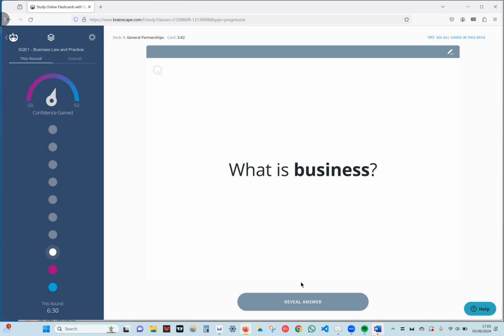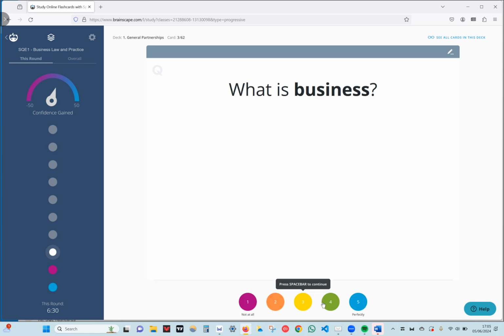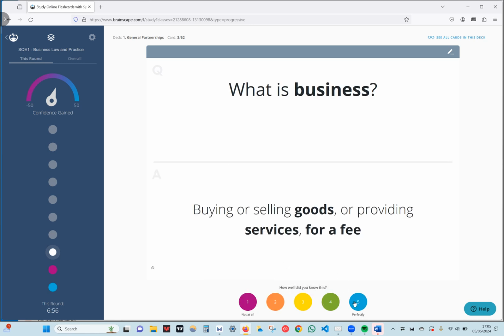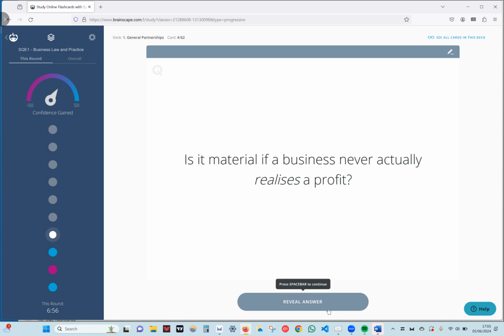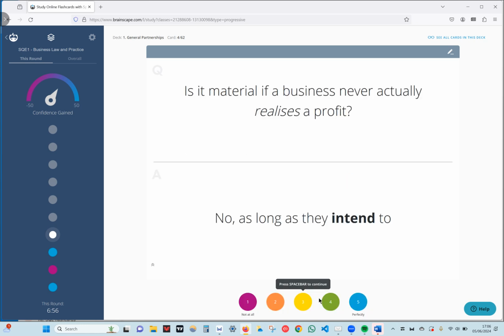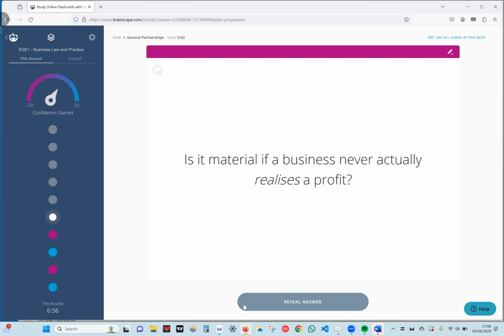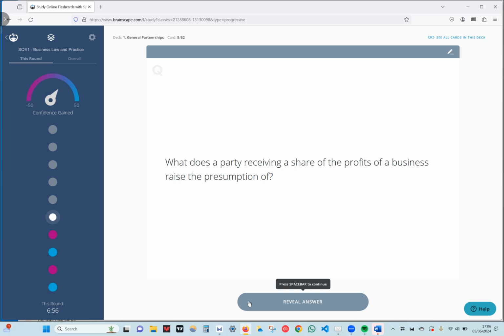So what is a business? It's buying or selling goods or services for a fee. I knew it. So you're just continuously training the algorithm to show you what you need to see. Is it material if a business actually realizes a profit? As we discussed, it isn't, as long as they intend to. But let's say I didn't know that. I didn't know that. That's interesting. This is how you need to treat the content. You're engaging with the content. You're being free of pre-existing notions about the content, and you're just engaging with it and letting the method teach you, and how you rate the answers teach you.